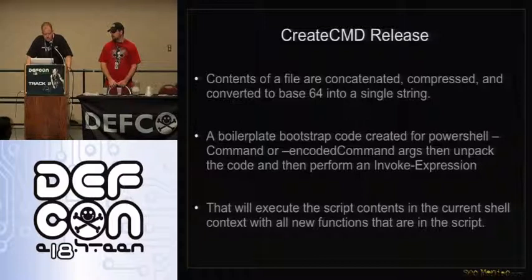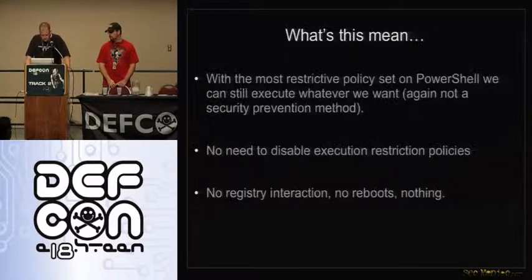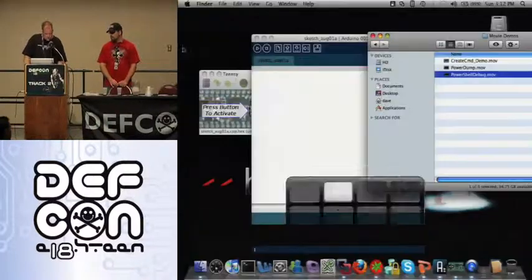So basically what this essentially allows you to do is take any PowerShell script you want, execute it, bypass all the execution restriction policies, and allow you to run whatever you want on the system itself. So with the most restrictive policy set on PowerShell, we can still execute whatever we want. Again, this really is not a security prevention method. No need to disable execution restriction policies through registry interaction, reboots, et cetera. We can just do it on the fly. So here's a quick demo.